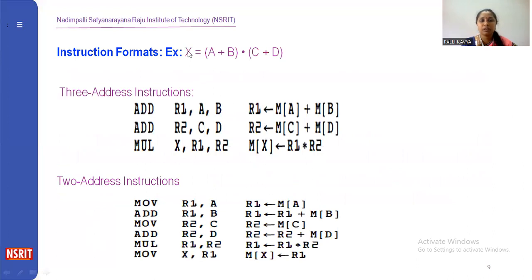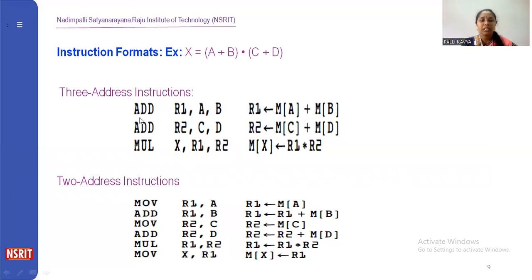For example, what we considered in the previous one is X equal to (A plus B) into (C plus D). Nothing but the operation should be performed on A plus B, C plus D, and both should be multiplied. First we have to see the three address instructions. We already discussed the three address instruction. Three fields are used in it: source, destination, and the final result.